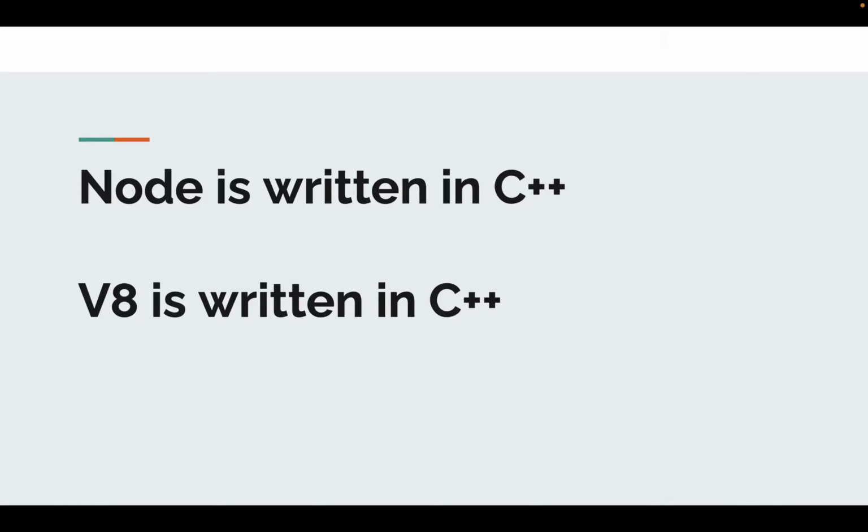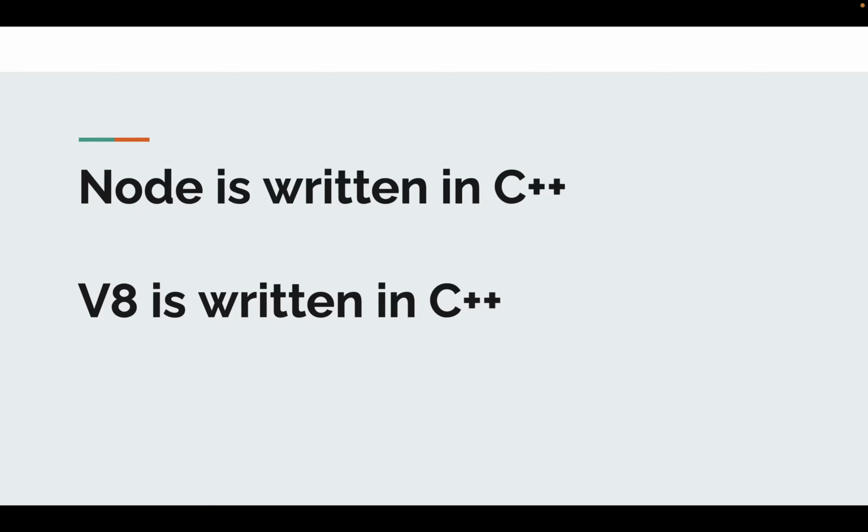Node is written in C++. Now you might be thinking, oh, wait a minute, everything I see about Node, and when I'm trying to learn Node.js, is about JavaScript. When I'm writing Node, I'm writing JavaScript. Well, that's true. You're writing in JavaScript. We write in JavaScript when we write Node programs, but Node itself is written in C++.